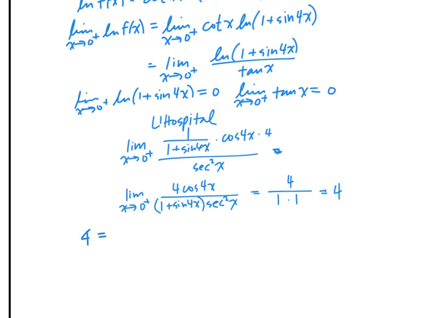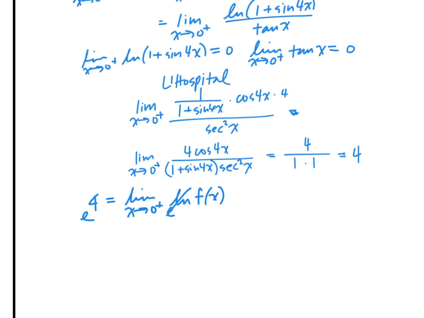Okay, last step. 4 is equal to limit as x goes to 0 plus of natural log f of x. I'm going to raise both sides by e. So limit as x goes to 0 plus of f of x is equal to e to the fourth.